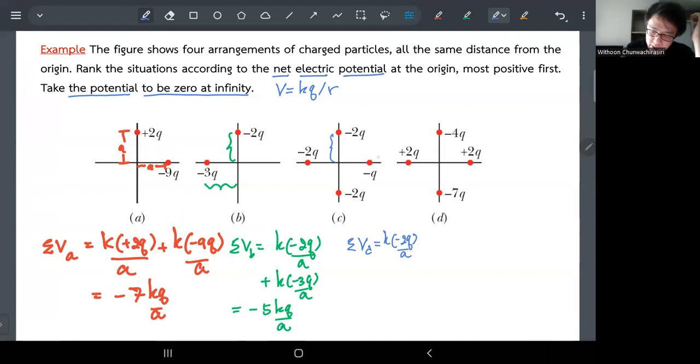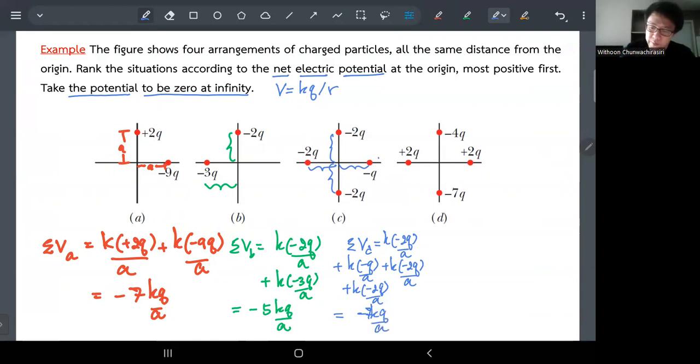Let's go clockwise, shall we? So let's do negative Q on the right: plus K, negative Q over A. They're all over A because they are at the same distance. Third one, K, negative 2Q over A. Last one, K, negative 2Q over A. So sum these all together, you get what? Negative 7KQ over A.